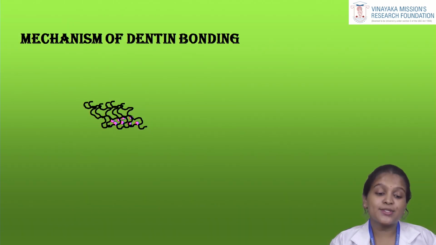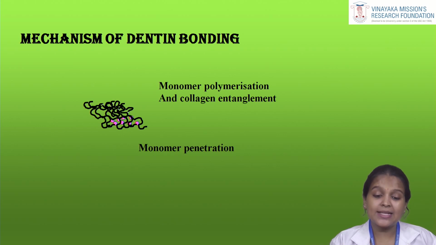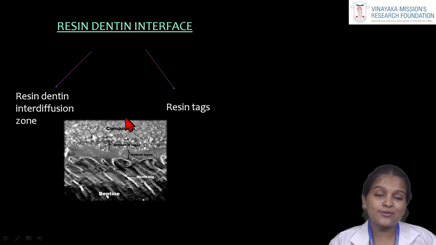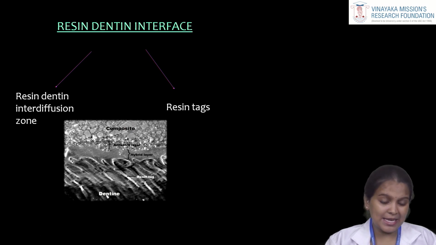So why do we need this? Once the rehydration happens, when the monomer penetrates, it allows proper infiltration of the resin monomer into the collagen fibrils. This causes monomer polymerization and collagen entanglement, which is helpful to achieve a proper hybrid layer. So this ultimately forms the resin-dentin interface.